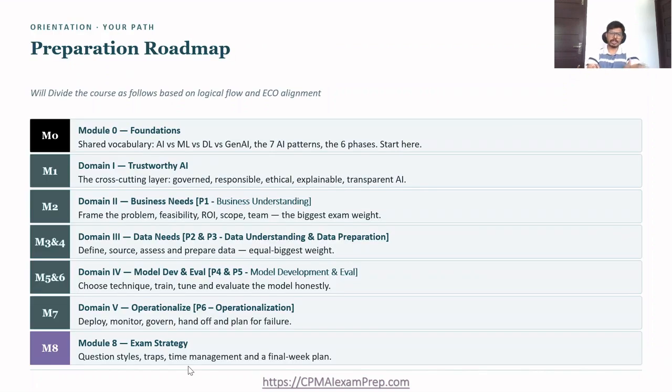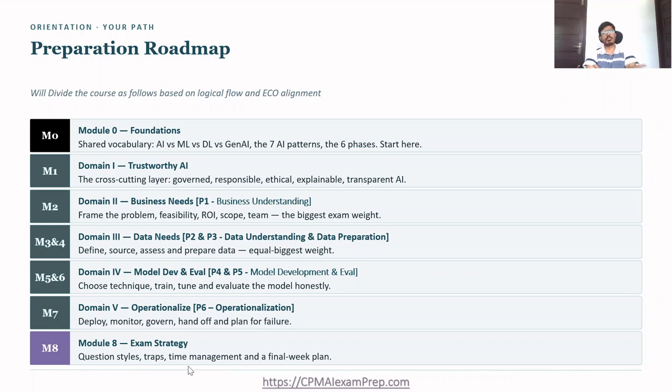Let's look into the preparation roadmap. I have structured this course in a way that follows a logical flow and aligns with the exam content outline also. We will begin with the fundamentals section, which I call Module 0. This will help everyone get comfortable with the shared vocabulary around AI. The 7 patterns of AI, the 6 phases, and the core agile concepts, all of these will be covered here. It sets the stage so we are all speaking the same language before we dive deeper.